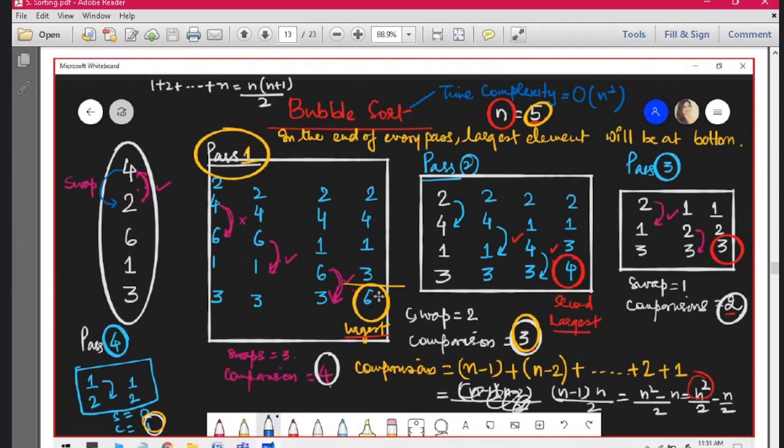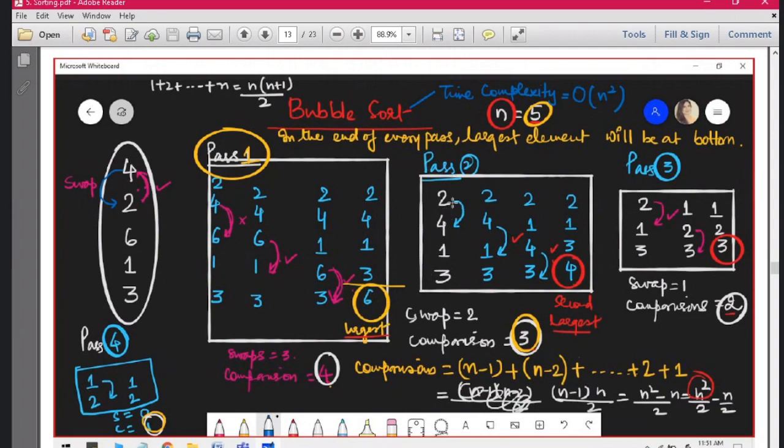So we know that in bubble sort the largest element will be at the last. So next time in pass 2, we are not going to take the elements from 2 to 6. Rather, we will take the elements from 2 to 3, because we already know that 6 is the largest element and it has gone to the last. So there is no need for the comparison here, right? So in pass 2, we will take only 2, 4, 1, 3, and we will again apply bubble sort.